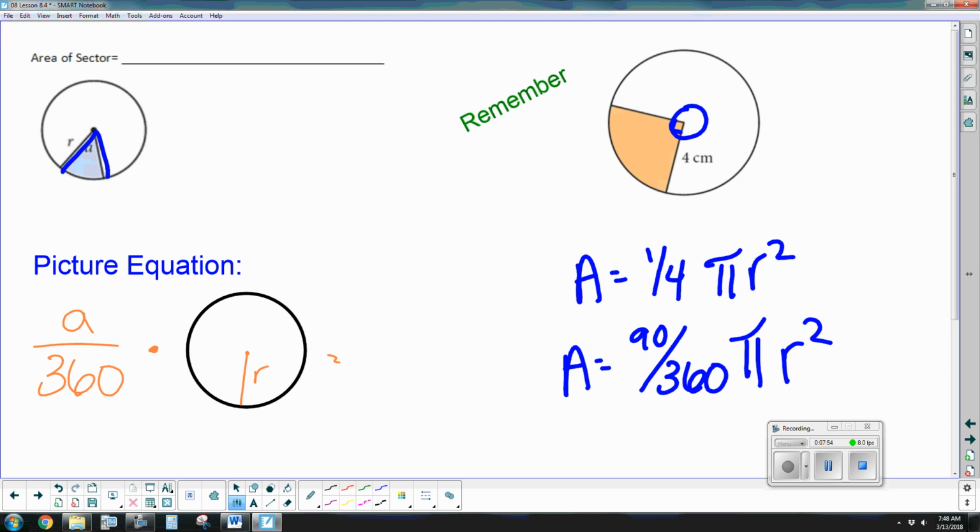And that's going to give us just that piece, where this is R and the angle is A. So our formula for area of a sector is our angle divided by 360 times the area of a circle.